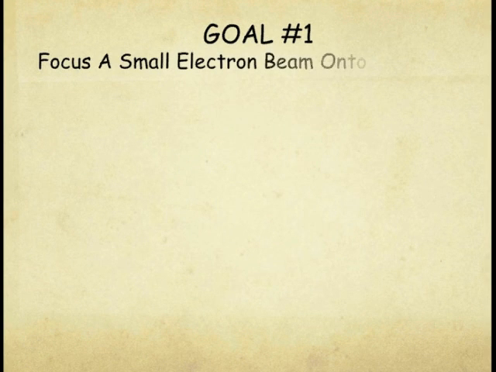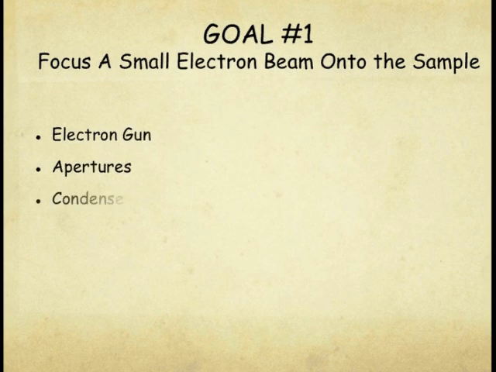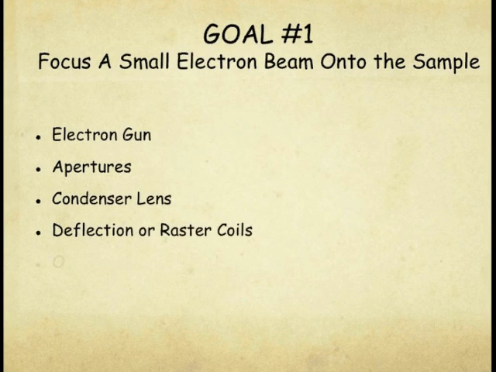In order to achieve our first goal, focusing a small electron beam onto the sample, we will have to become familiar with a few major components of an SEM. The major components will include a discussion of the electron gun, apertures, a condenser lens, deflection or raster coils, and finally an objective lens.